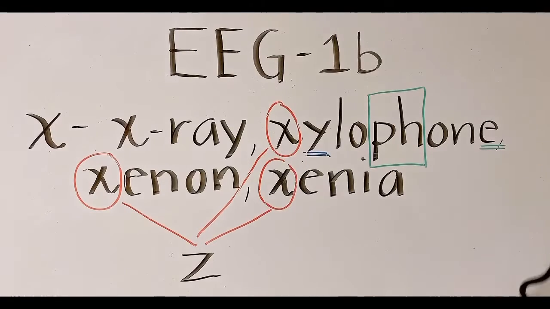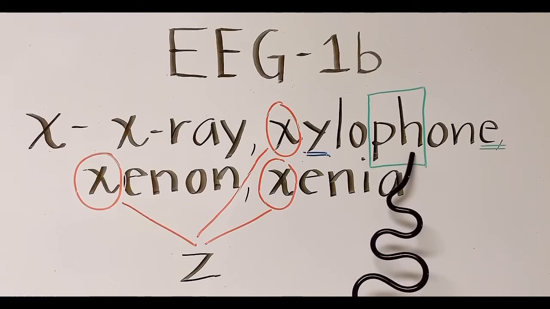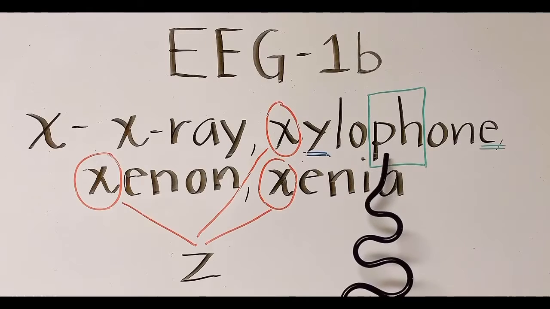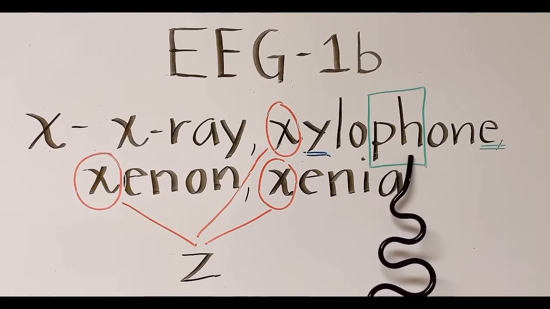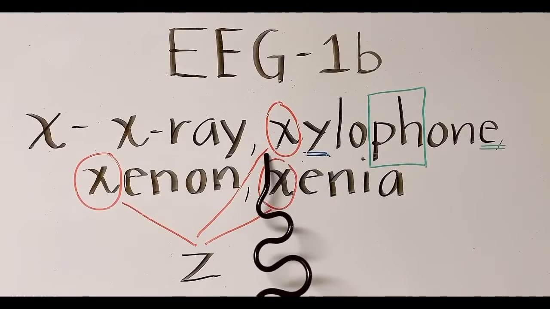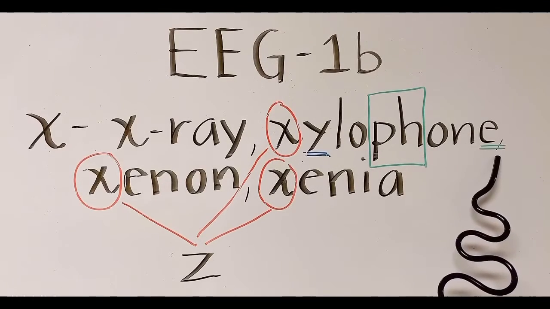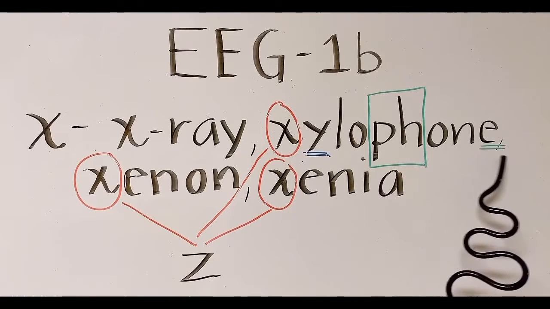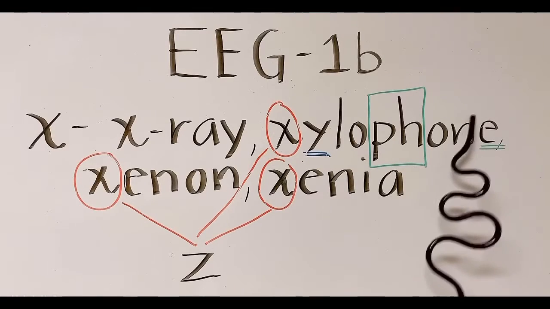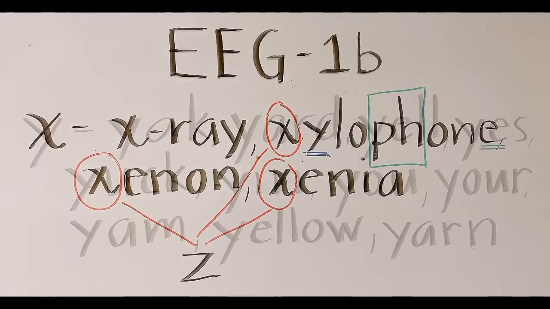Xylophone. And then look at the combination of letter P and H. The sound is f. That's why you read it xylophone. And then the letter E here is a silent one. Silent E. Xylophone. Okay, good.